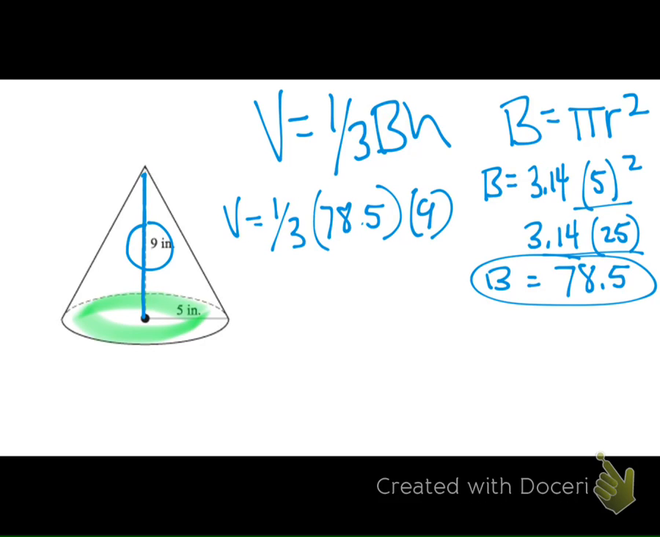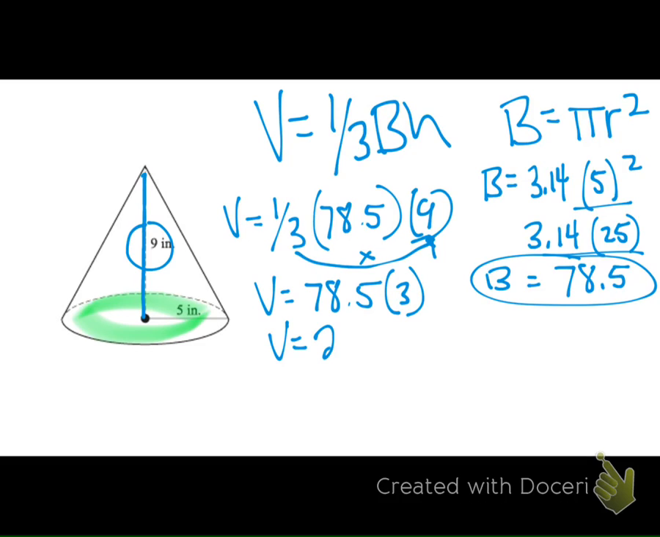Now remember, with this 1/3 from our pyramids before, I can take 1/3 at any point in time. I can multiply 78.5 and 9 and then take 1/3. Or since I have an easy 1/3 times 9, I know that that's 3. I'm going to go ahead and take care of that early. So 1/3 of 9 is 3. I'm left with 78.5 times 3. So I multiplied these two right here, and my volume comes out to be 235.5 inches cubed. And there's the volume of our cone.